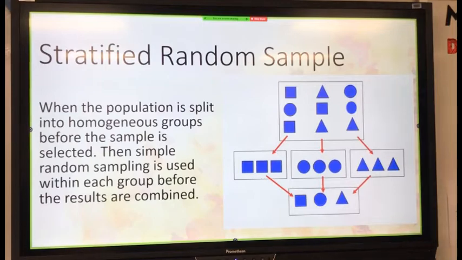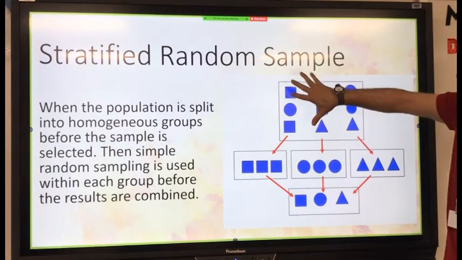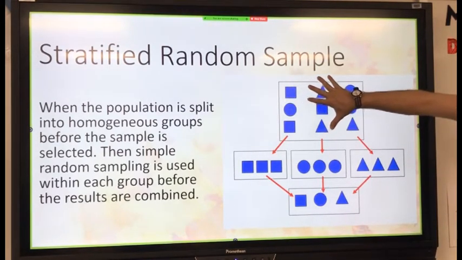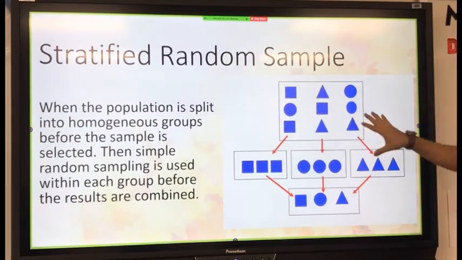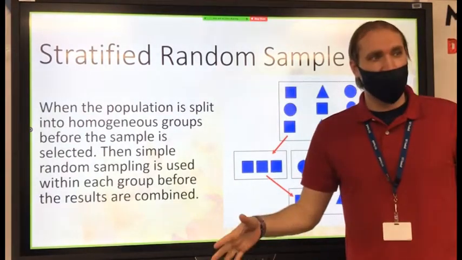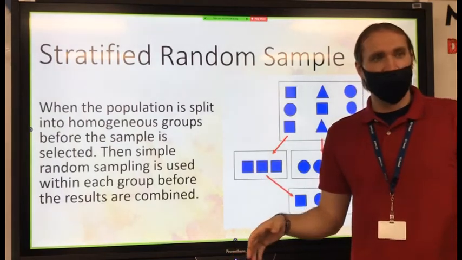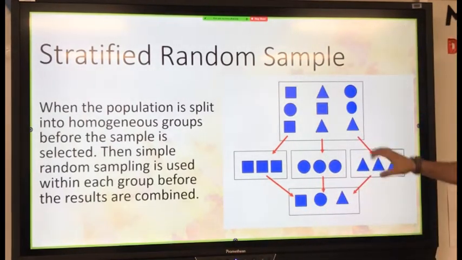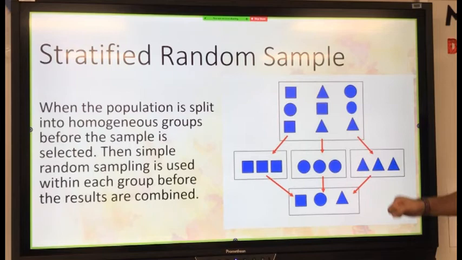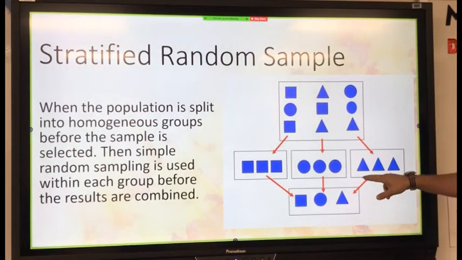Stratified random sampling is where we take our population and turn it into groups. Say our population was a school, we change our school into juniors, seniors, sophomores, freshmen, and then take samples from each of those groups and bring them together. That's stratified random sampling.